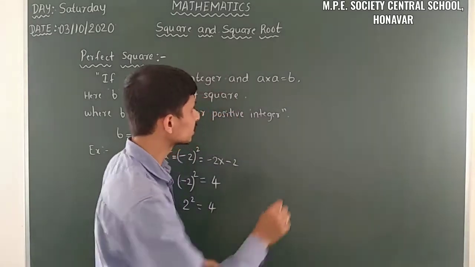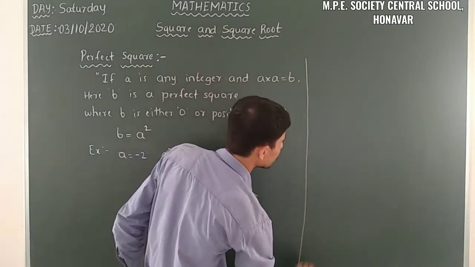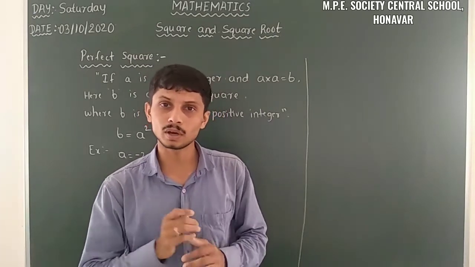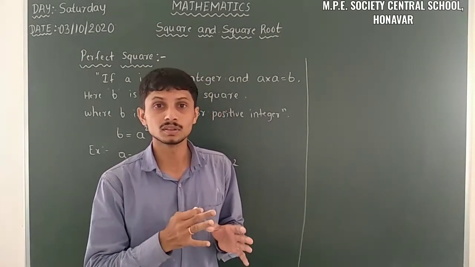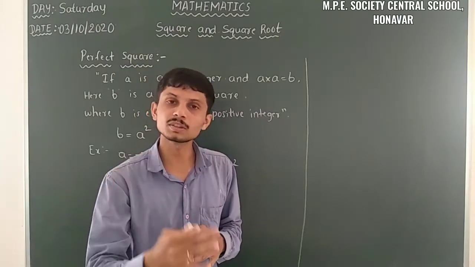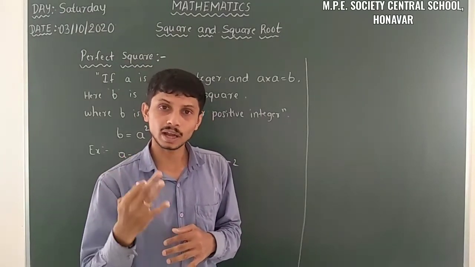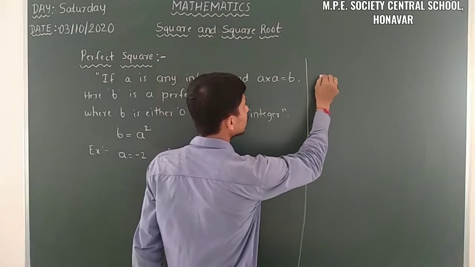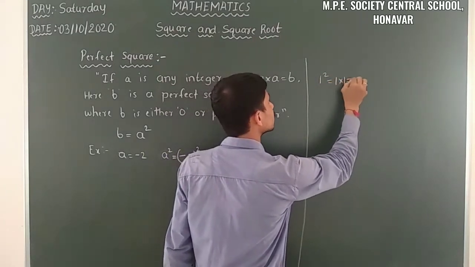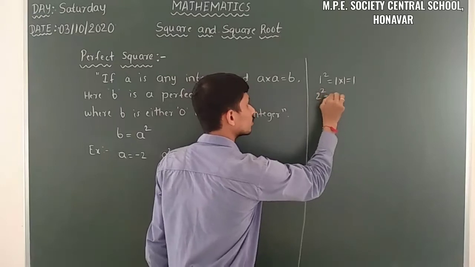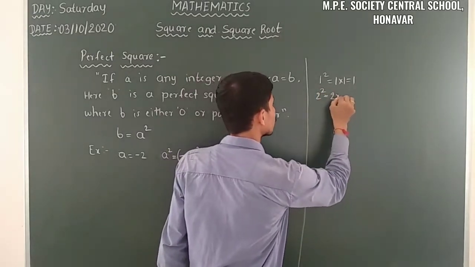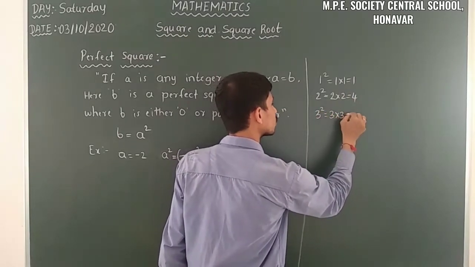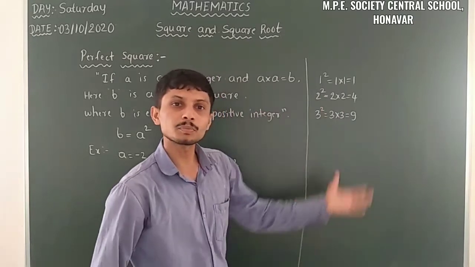So let us take some of the square numbers. Here we have to know up to 20 square numbers. It is required to memorize up to 20 square numbers. Firstly I will write 1 squared is equal to 1 into 1 is equal to 1. Then 2 squared, 2 into 2 is equal to 4. Then 3 squared is equal to 3 into 3 is equal to 9. So you have to write up to 20.